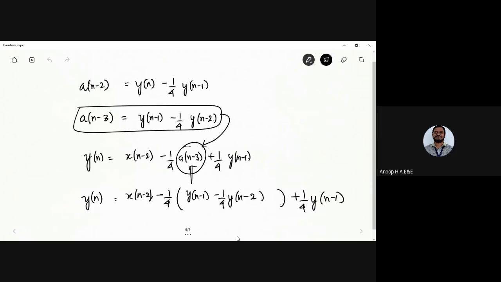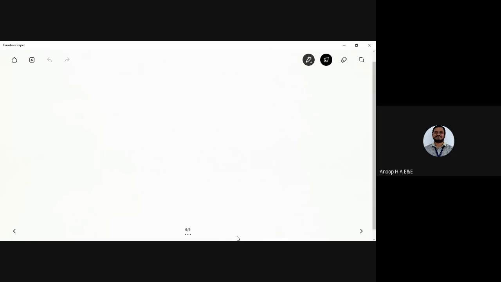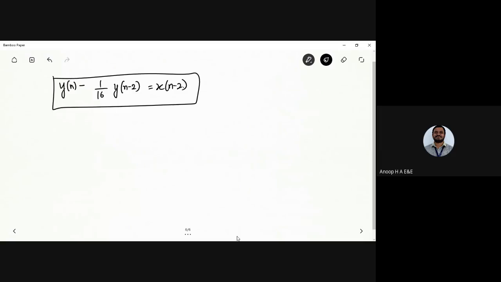There you replace, and you get the equation as y of n minus 1 divided by 16 y of n minus 2 equal to x of n minus 2. So this is the final equation that you are going to get. You have to be very careful.